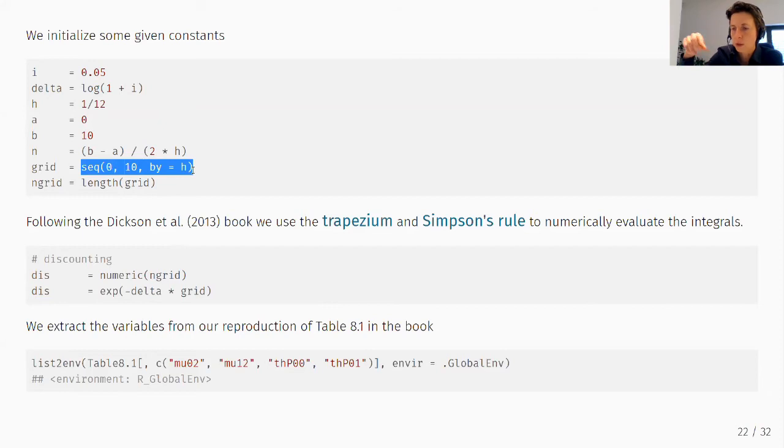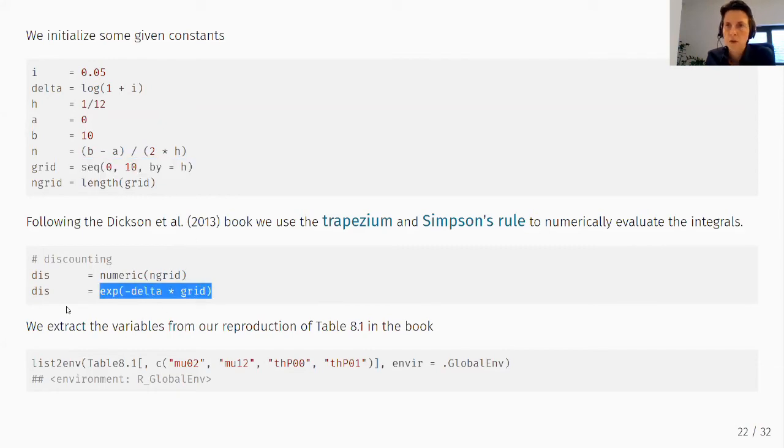So that's 0, 1/12, 2/12, and so on and so forth. So using the vectorized way of thinking of R, I can get my grid with discount factors by just doing this vectorized calculation. What I'm going to do here is a little bit special, perhaps: I'm going to extract the variables which I had in table 8.1, which I calculated in the previous example, such that I can call the variables here and use their values in the calculations over here.